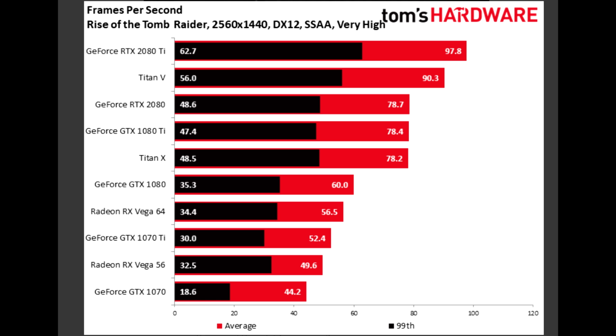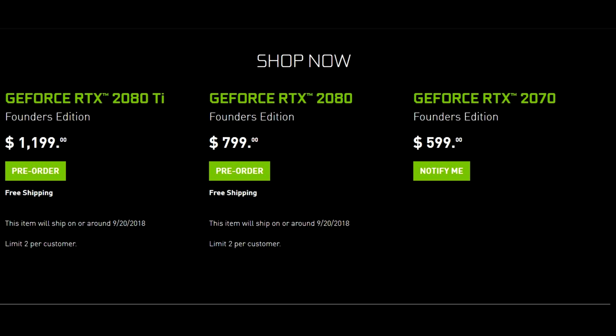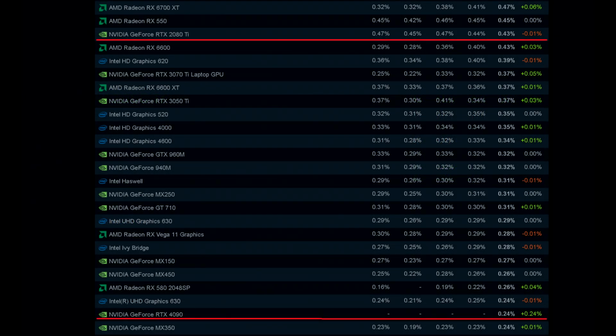The 2080 only matched the 1080 Ti at the same price, while the 2070 was comparable to a 1080 for the same price. We can see that the 2080 Ti is sitting at 0.43%. The fact that the RTX 4090, which was only released a few months ago, is already sitting with more than half the user base of the RTX 2080 Ti says a lot about its success.